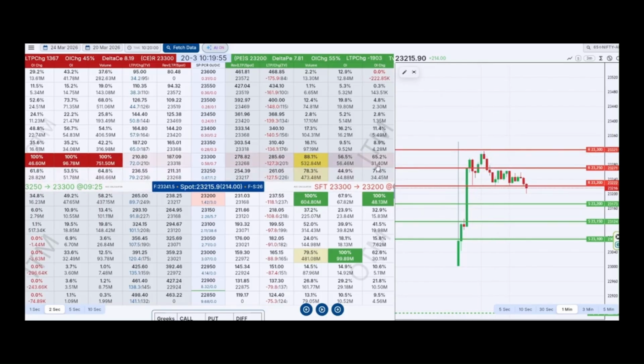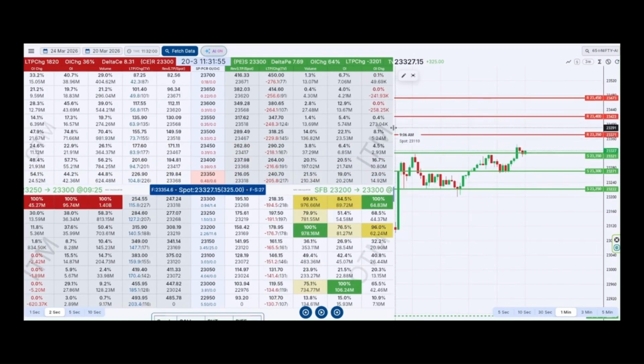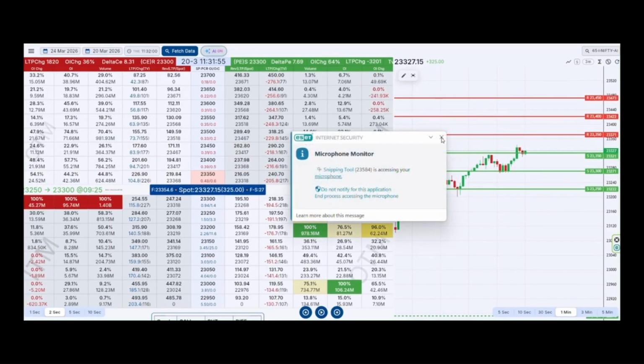Even if you miss the first entry, don't worry. Wait for the market to retrace. If the price comes back to 23,300, sweeps the liquidity again, and the top reversal conditions are still valid, you will get another opportunity to enter. Always wait for the liquidity sweep before taking the second entry.